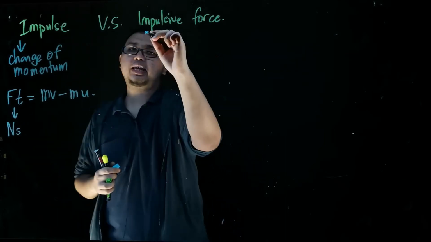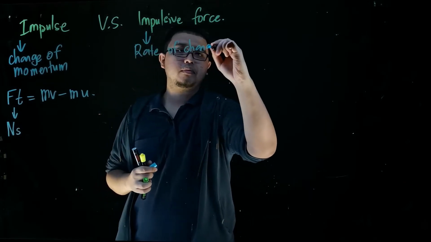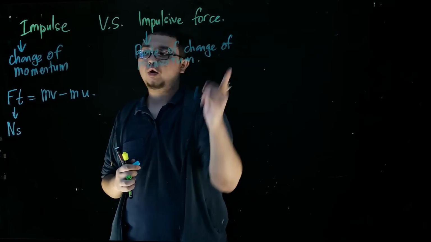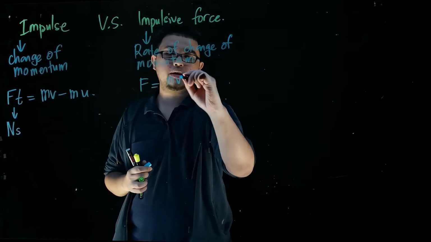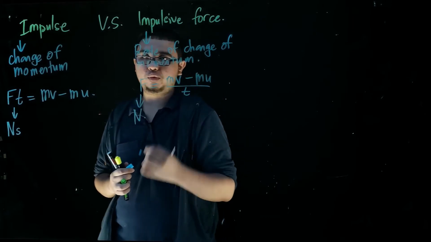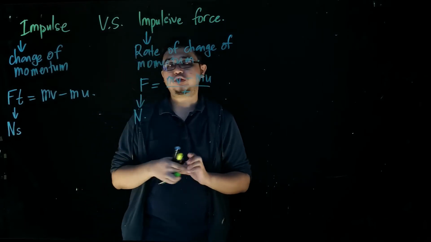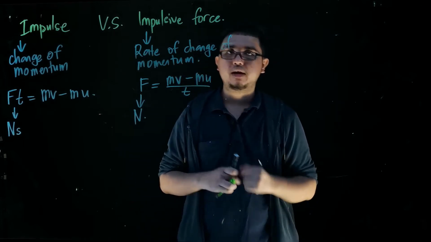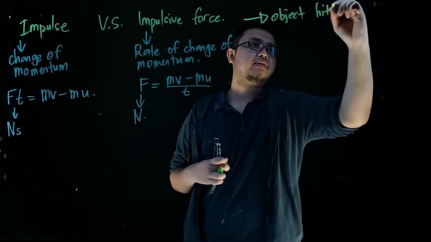For impulsive force, it is the rate of change of momentum. We can see this by shifting the t to the opposite side, and you have the unit of force here as Newton. Now, when do we see impulsive force? We see impulsive force when an object is experiencing a collision, an object hitting a surface.